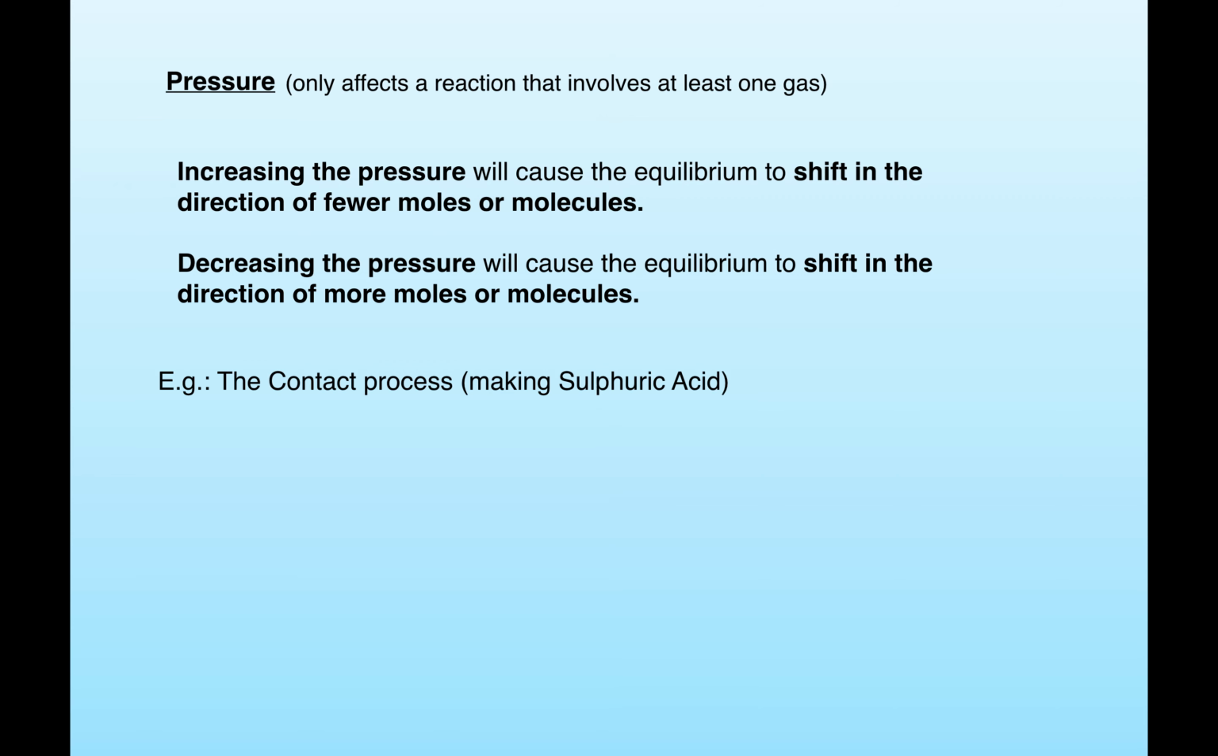Okay, let's look at an example. The contact process for making sulfuric acid. The reversible reaction in this process looks like this. Now, the first thing you should do in these cases is count how many moles or how many molecules you have on one side of the equilibrium. Here we've got 1, 2, 3, and on the right hand side we've got 2. So there's 3 moles on the left hand side, or molecules, and 2 moles on the right hand side.